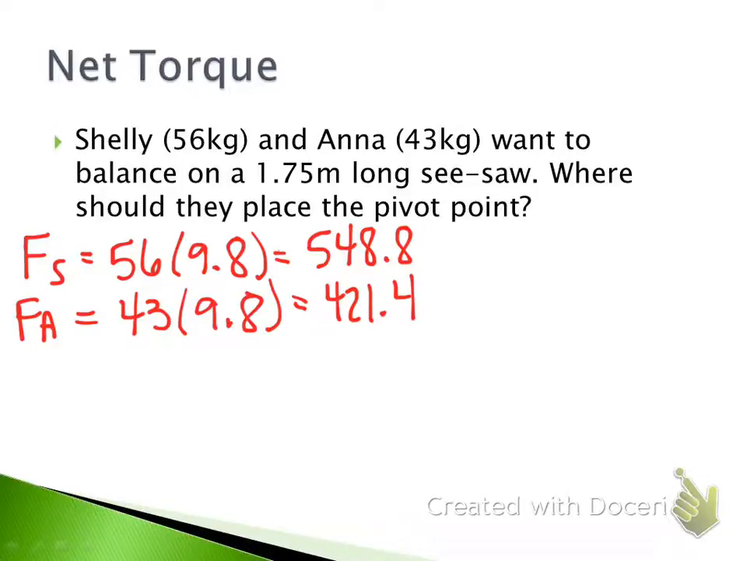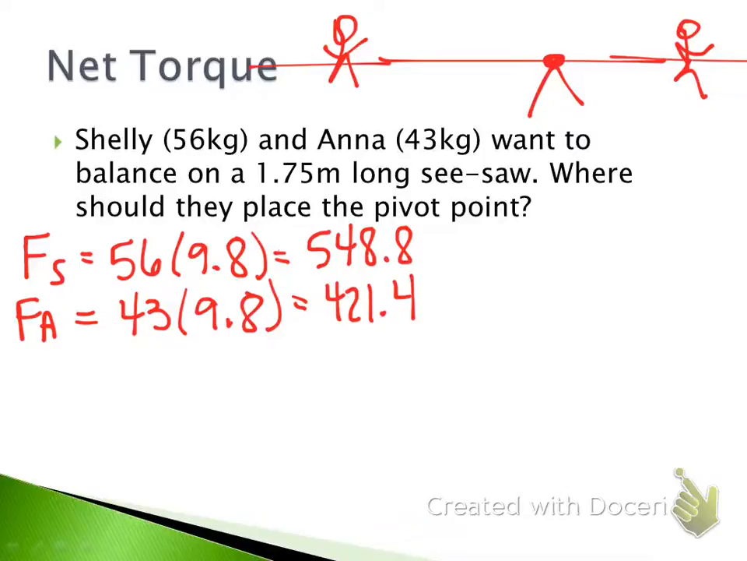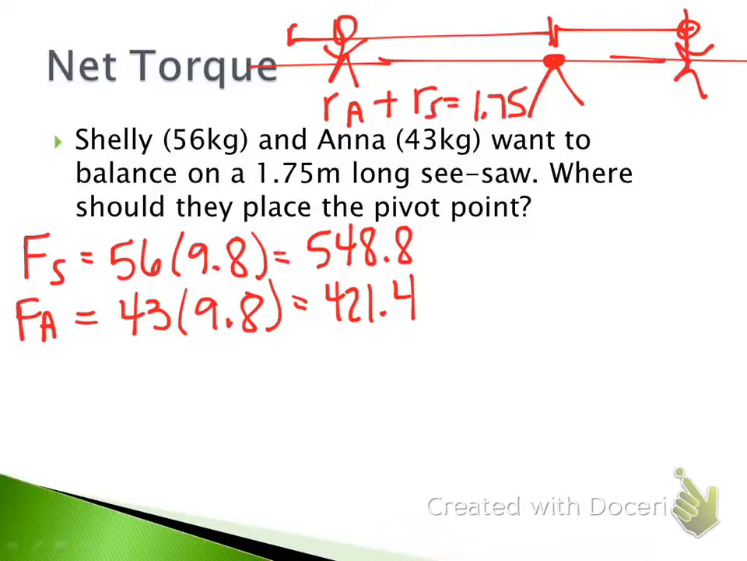So let's look at this. Our seesaw has to be 1.75 meters long. They have to sit somewhere along this teeter-totter. Wherever we place the pivot point, let's say we place the pivot point there. This distance, her radius plus her radius, have to add up to 1.75 meters. So r sub a plus r sub s equals 1.75. If I am solving for r sub a, I have to know that r sub a also equals 1.75 minus r sub s. Oops, minus r sub a.